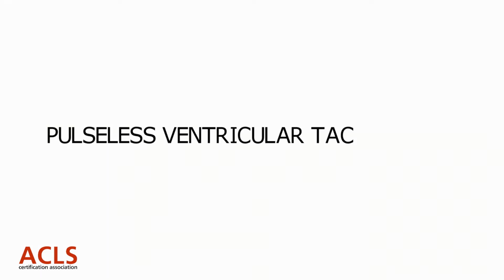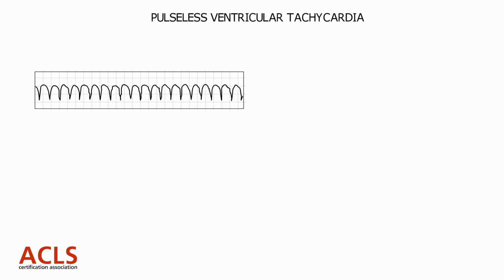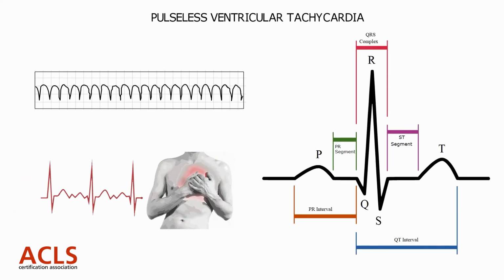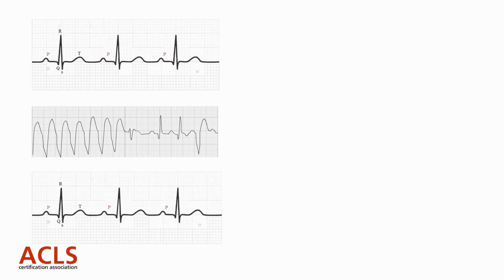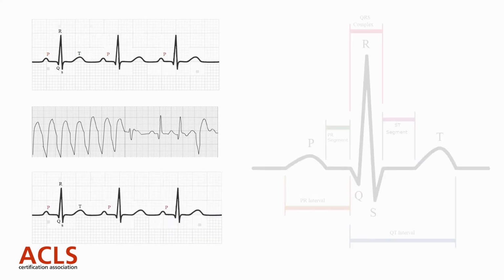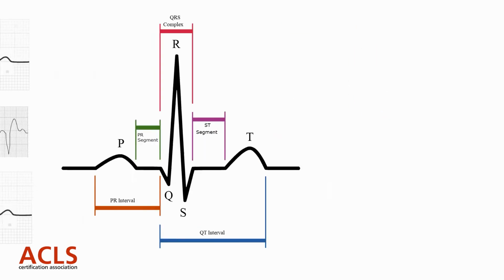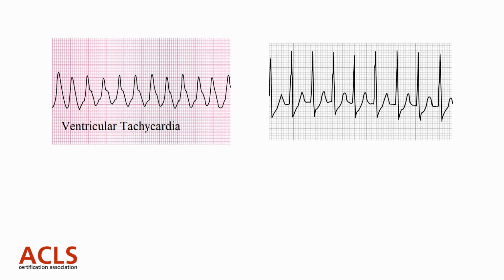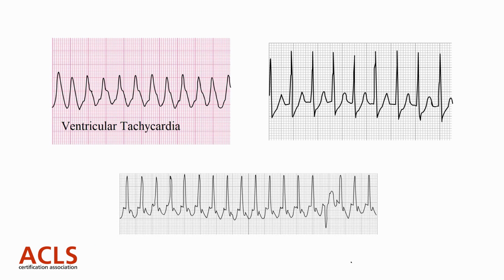Pulseless ventricular tachycardia. In PVT, the heart rate is fast with a regular rhythm. The QRS complex is wide, and the P waves are absent. In order to be classified as VTAC, there must be 3 or more beats of ventricular origin in a row. Sometimes a P wave is observed, but it is not related to the QRS complex. It is difficult to differentiate ventricular tachycardia from supraventricular tachycardia with aberrant conduction. When in doubt, always assume that the patient is in ventricular tachycardia.